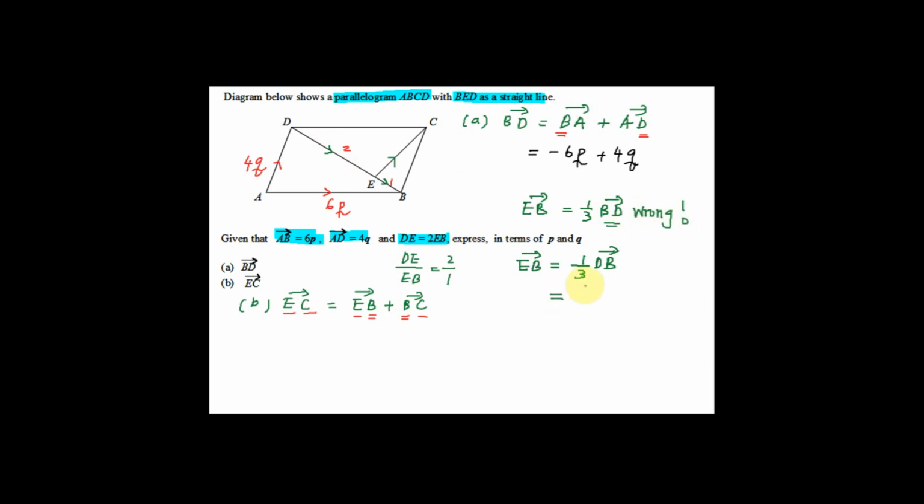So now what is your DB? Very simple. I know my BD. So DB is the negative of this vector. What is your DB here? Very simple. You just multiply with negative. Negative 6p becomes positive 6p. Positive 4q becomes negative 4q. So you have 6p minus 4q. So this equals 2p minus 4 over 3q. Now I have my EB, that is 2p minus 4 over 3q.